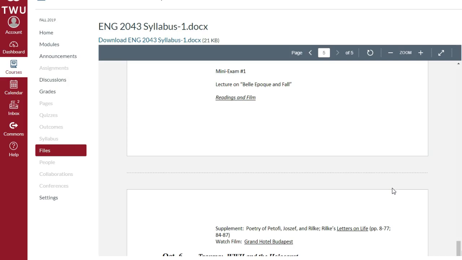The mini exam will cover the readings and the film. So if you just do the readings, you won't get enough material. You won't have done all the material. Therefore, you may not pass the mini exam. Okay, so let's talk a little bit about the mini exam.